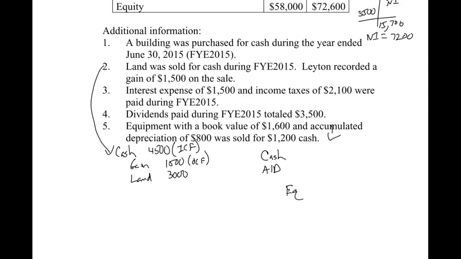It says equipment with a book value of $1,600. Remember, book value equals historical cost less accumulated depreciation. So if the book value is 1,600 and accumulated depreciation is 800, that means the equipment's historical cost has to be $2,400. We have to take the $800 accumulated depreciation off the books, and it says we sold it for $1,200 cash. So we can see we need a debit here, so we're going to have a loss on this transaction of $400. And then we'll take the cash number, remember, in the investing cash flow section, and the loss we back out in the operating section.